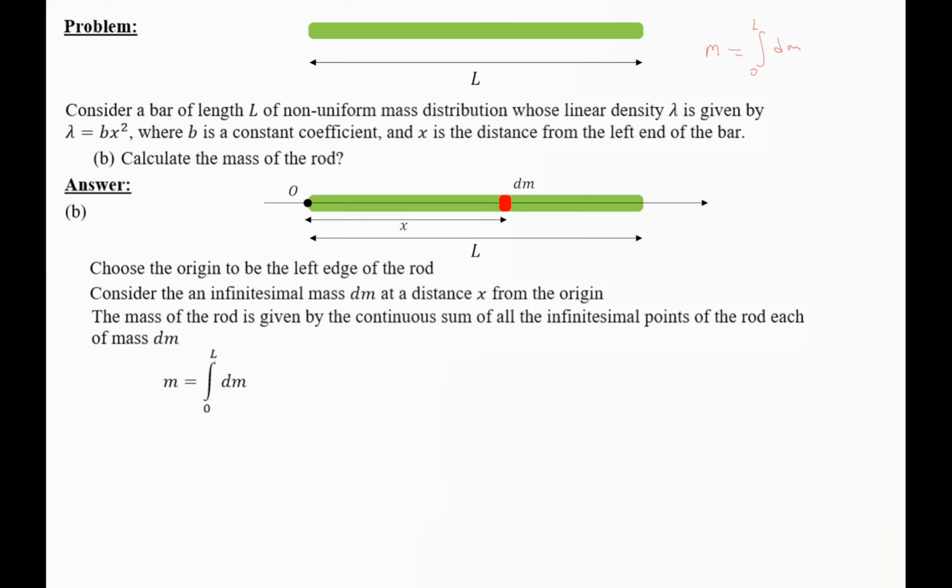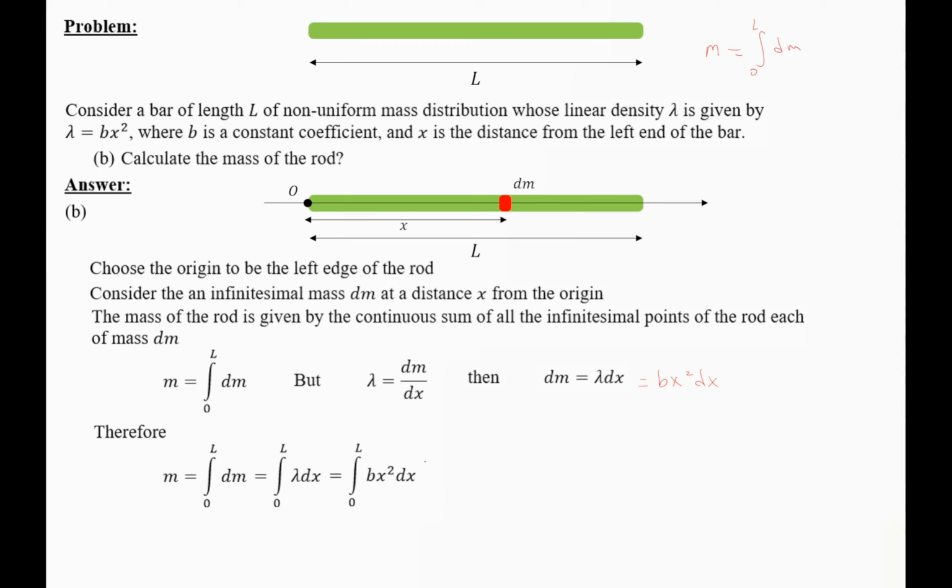So either we need to change the boundaries, or we need to change the mass into the variable, which is the distance, and this can be done by referring to the formula given by lambda as dm over dx. If you isolate for dm, it would be given by lambda dx, and lambda can be written as bx squared. So dm would be replaced by lambda dx, which is bx squared dx.